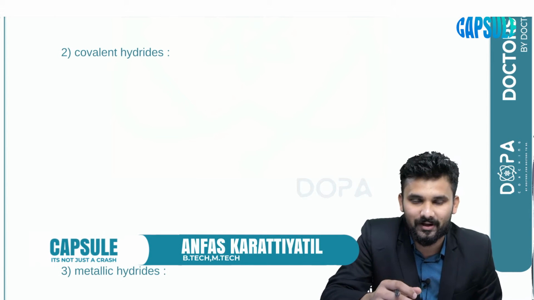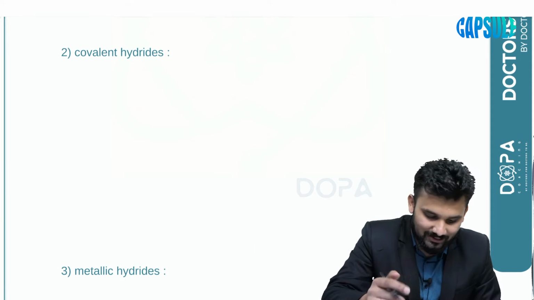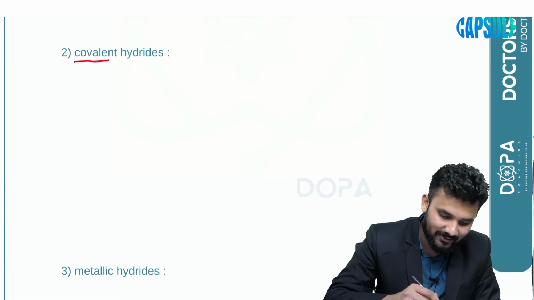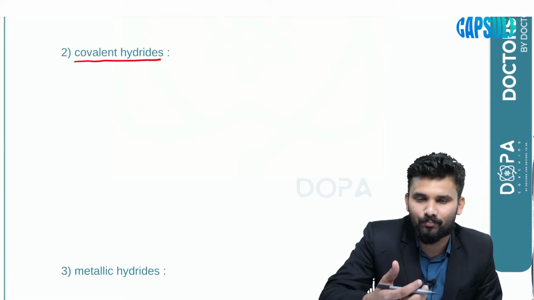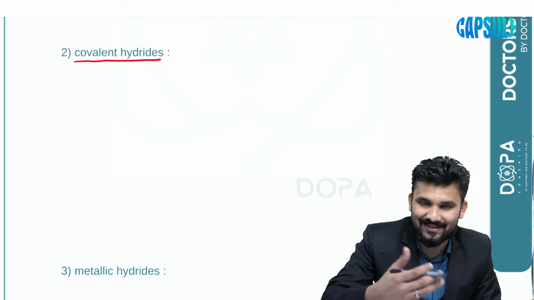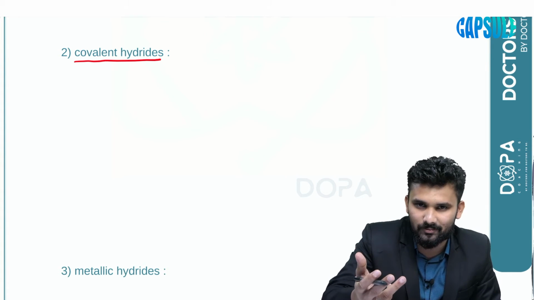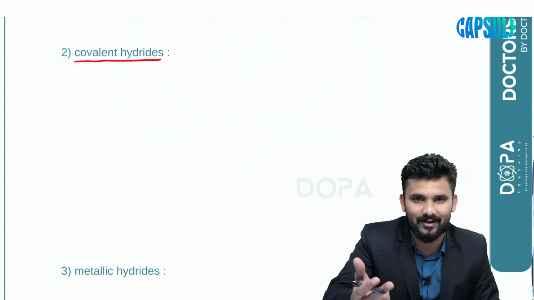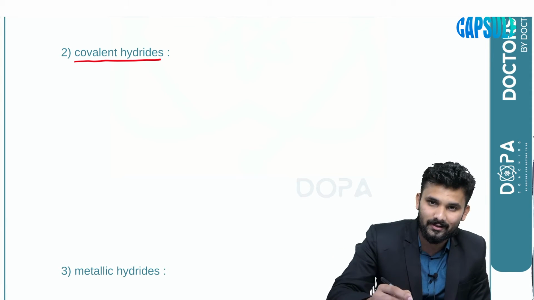Today I am going to explain a small topic from the chapter hydrogen, that is called covalent hydrides. What is meant by hydride? A hydride is a binary compound of an element with hydrogen. The first type of hydride is ionic hydride, then covalent hydride, then metallic hydride. Here I am going to explain what is covalent hydride.